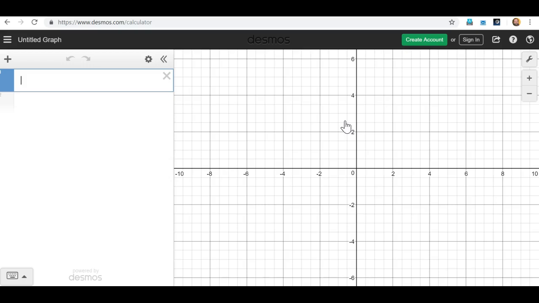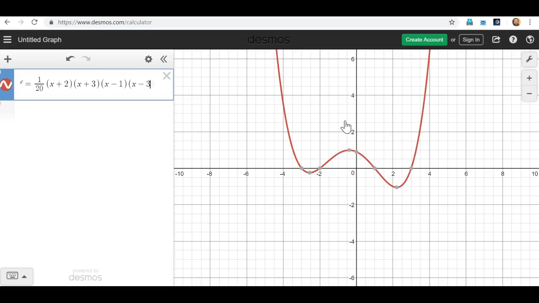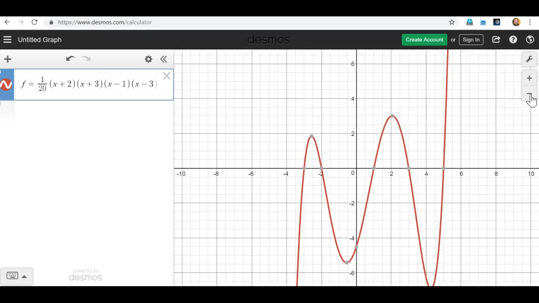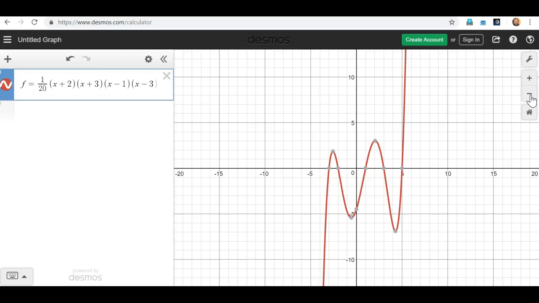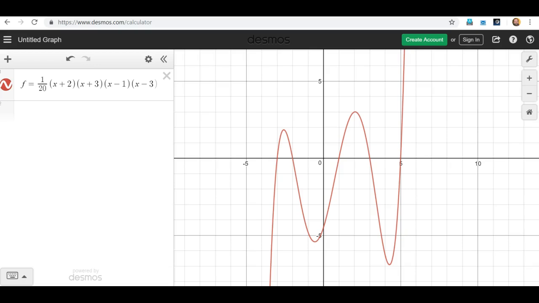Now I have a very particular function that I've developed here. We're going to call it f, and we're going to say that f is 1 over 20 times a whole bunch of binomials: x plus 2, x plus 3, and you can see Desmos shaping that thing as I go along, x minus 1, x minus 3, and x minus 5. Okay, I did this one in particular, because it's a nice 5th degree polynomial.